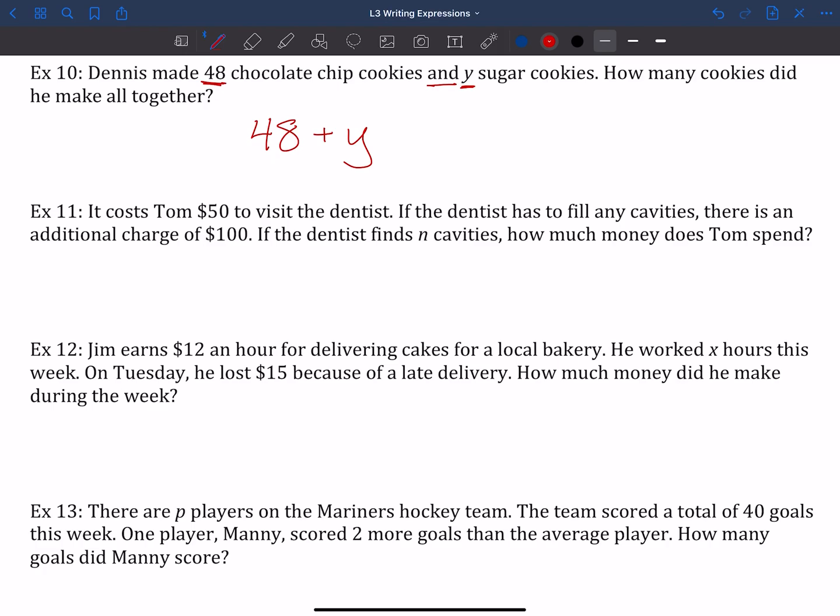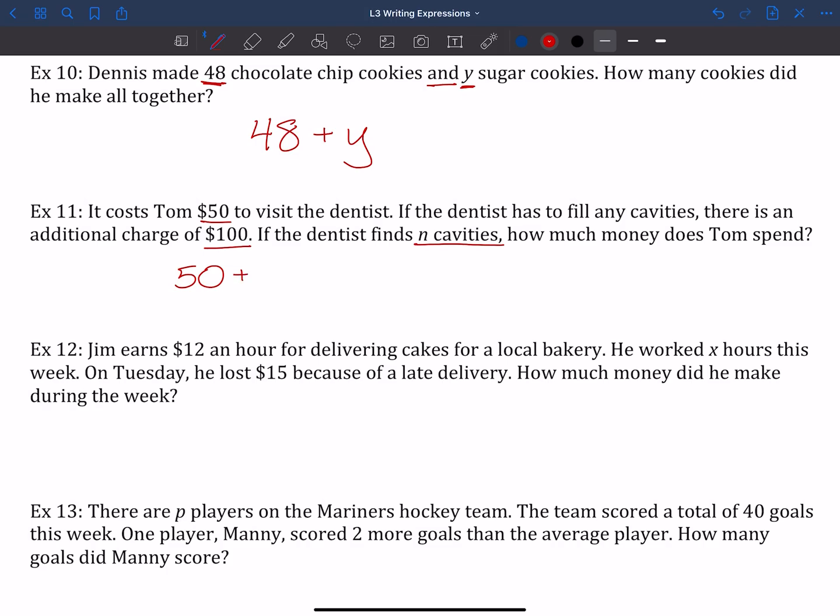So this one's got even a little bit more going on. So Tom's going to have to pay $50 to visit the dentist. Then, while he's there, if the dentist has to fill any cavities, there's an additional charge of $100 per cavity, right? So every cavity, up to N cavities, he has to spend another $100 for each one. So let's think about this one, right? It's going to cost him $50 no matter what, right? He's going to the dentist, $50.